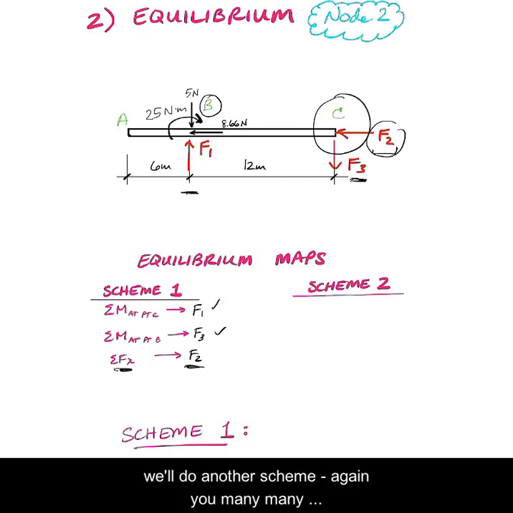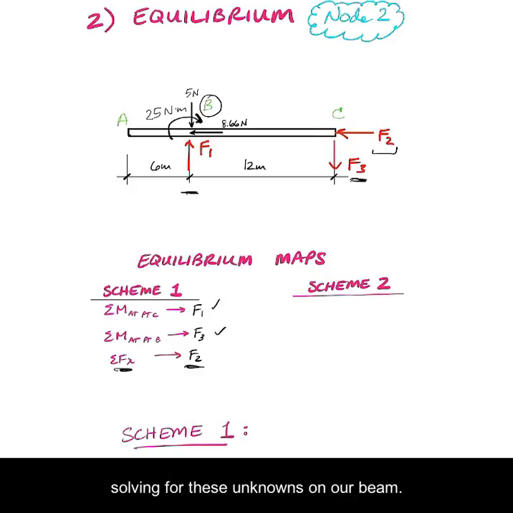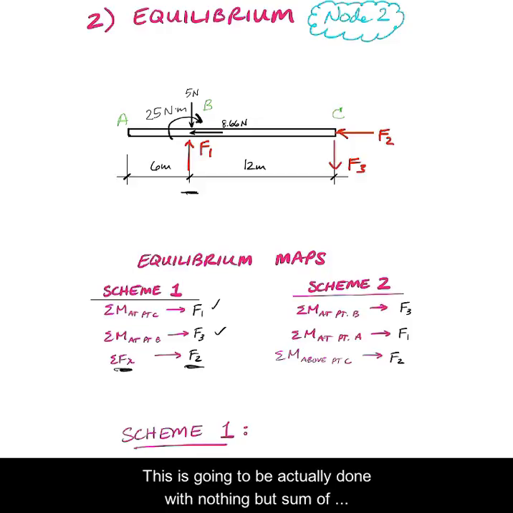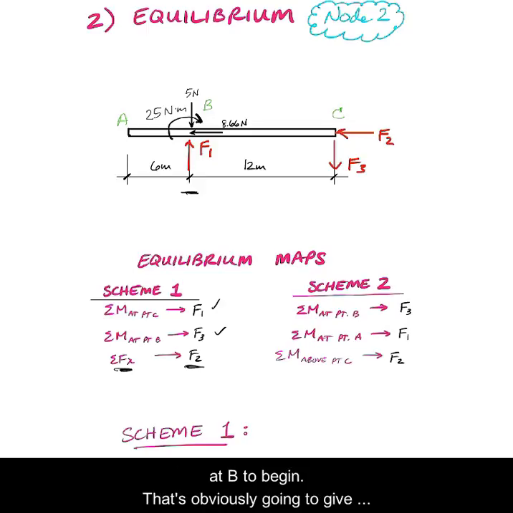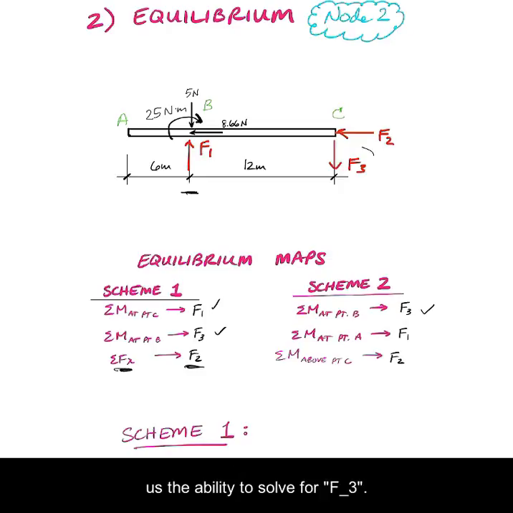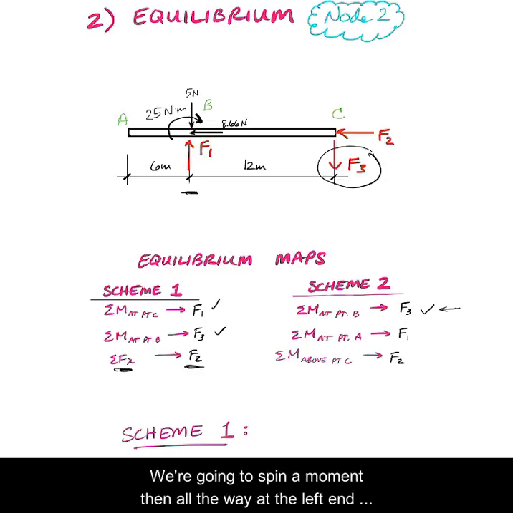Again, you have many different possibilities as to how you want to go about solving for these unknowns on our beam. So I'm going to present scheme number 2. Right, and this is going to be actually done with nothing but the sum of moments equations. And so we're going to sum a moment at B to begin. That's obviously going to give us the ability to solve for F3.